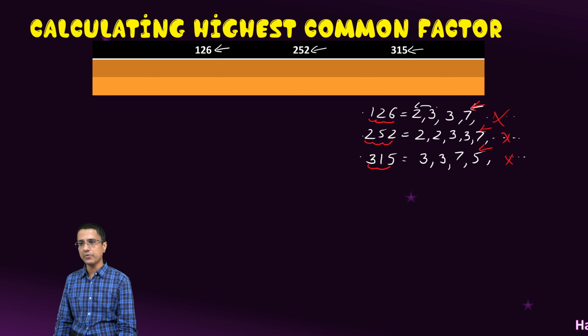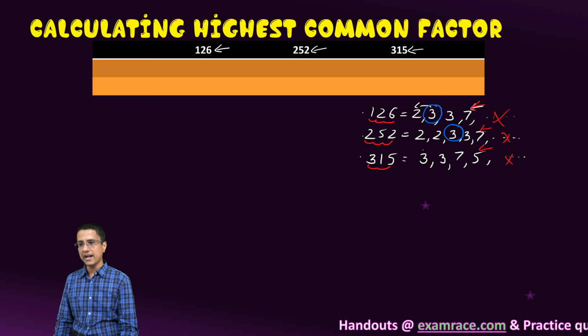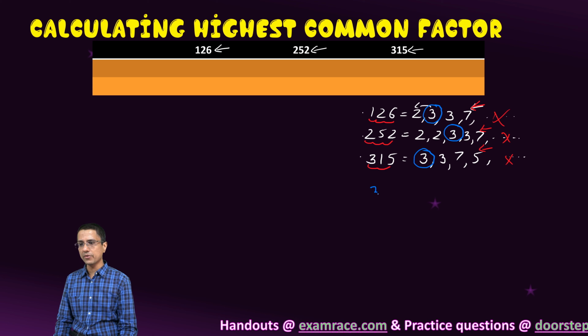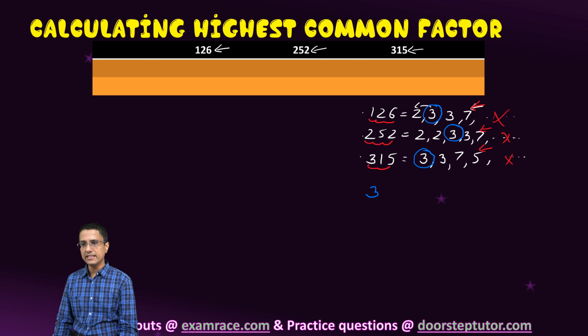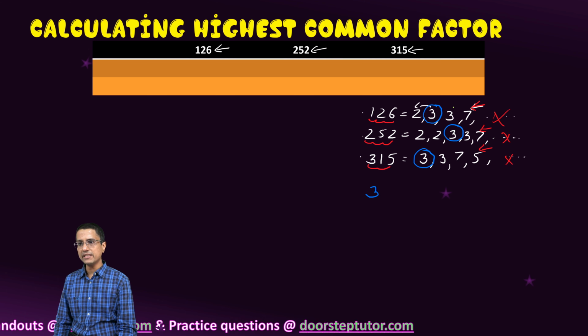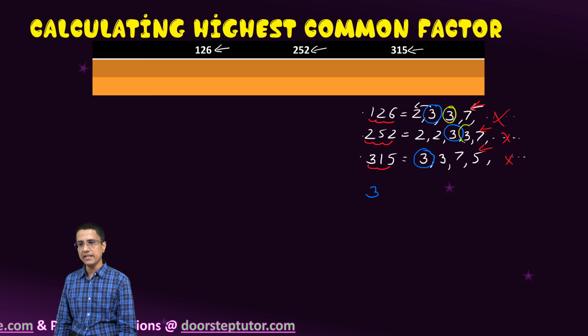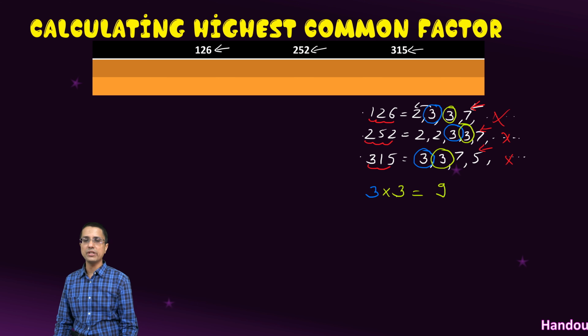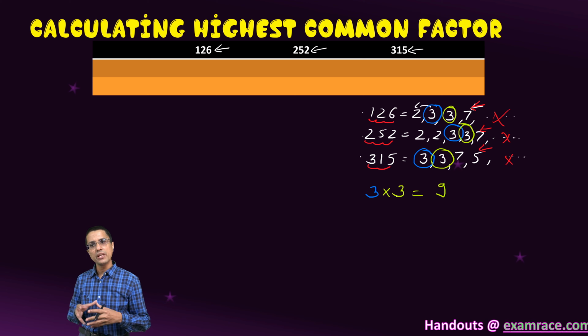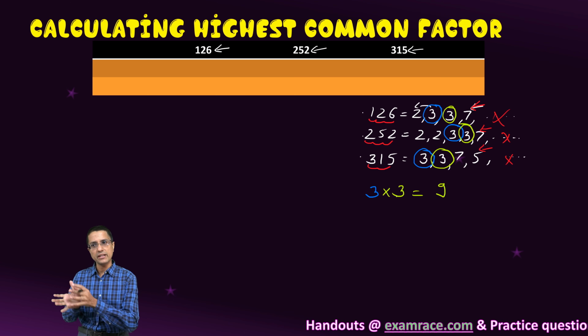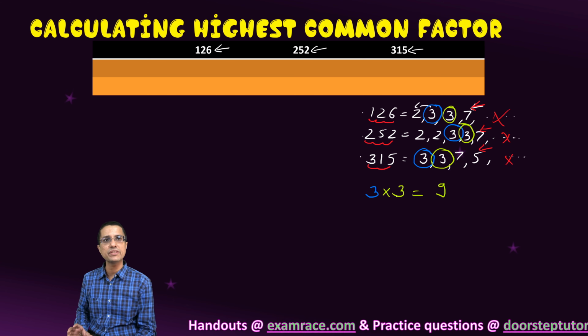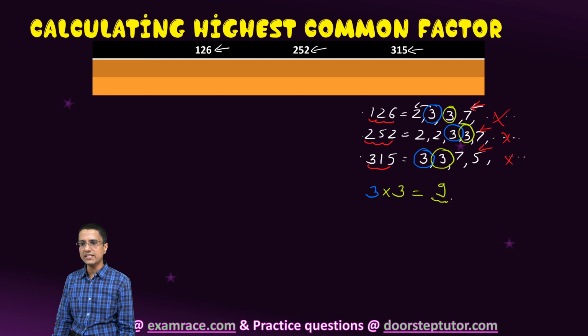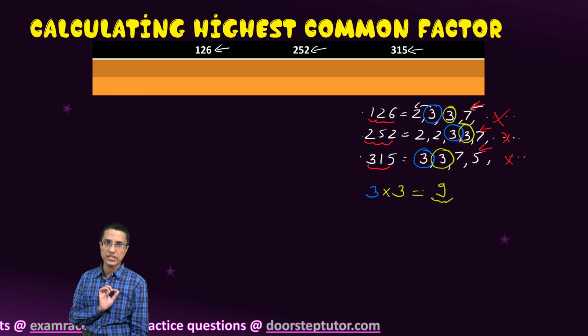The very first one is actually 3. 3 appears here, here, and here. So we make a note of that. Again, there is a second 3 which appears here, here, and here. And so we make a note of that. My HCF is simply 3 into 3, which is 9, right? So that's kind of understandable. We have extracted all the common prime factors and multiplied them together, and of course that would give us the highest common factor. This would be the largest number which would divide all of these three numbers.